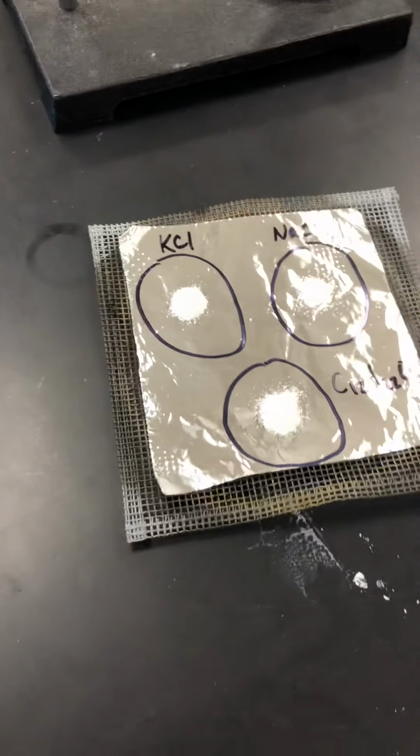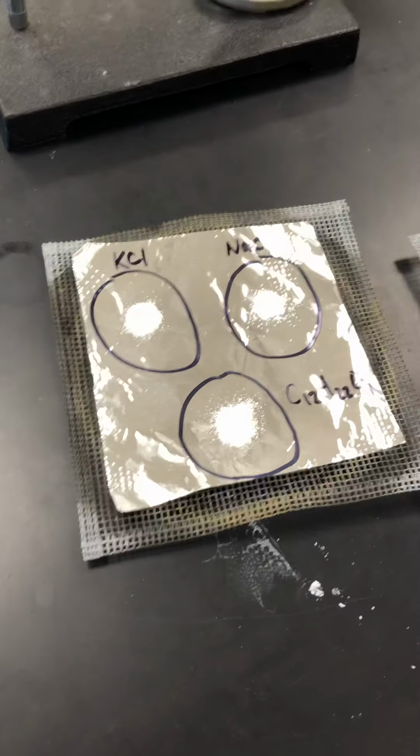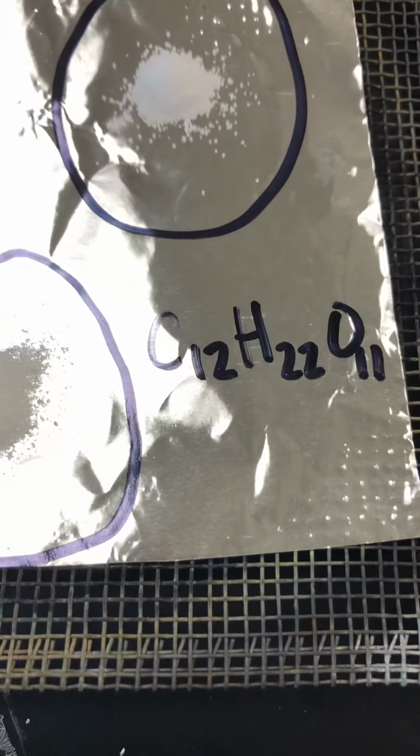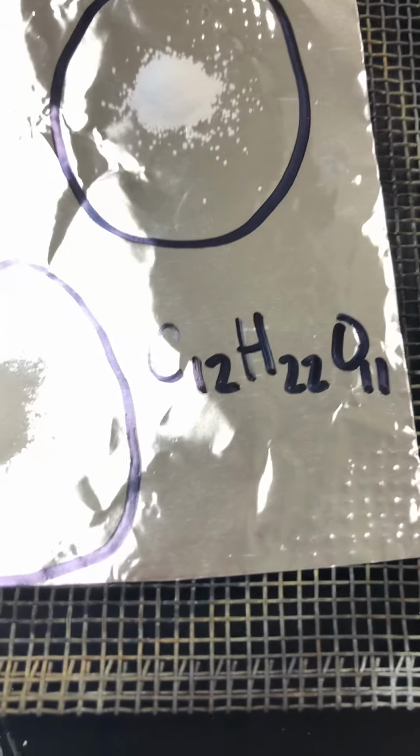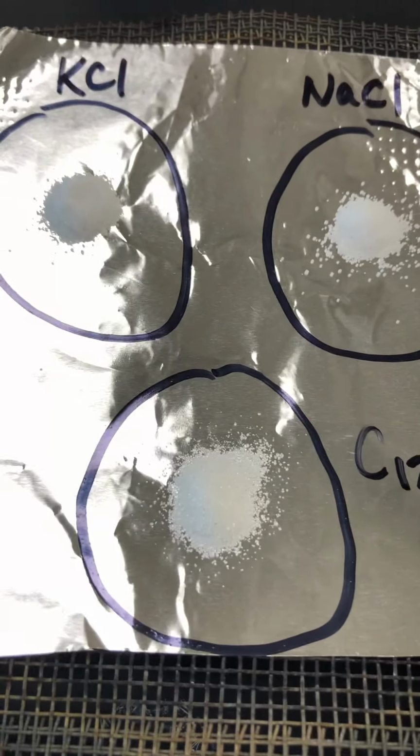So I'm going to be starting the melting test for our Ionic versus Covalent lab. The first ones that I'm going to test are the knowns. That's potassium chloride, sodium chloride, and then C12H22O11. That is table sugar. So I've already put it on my testing surface here.